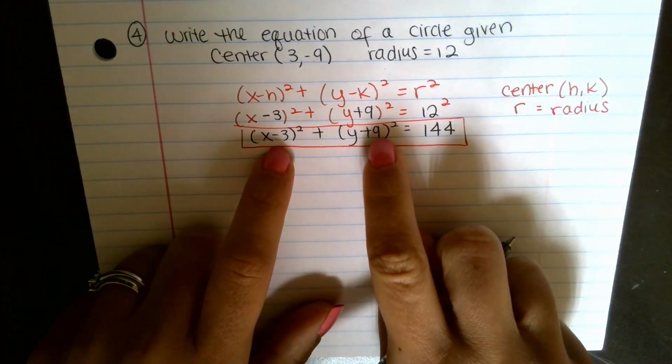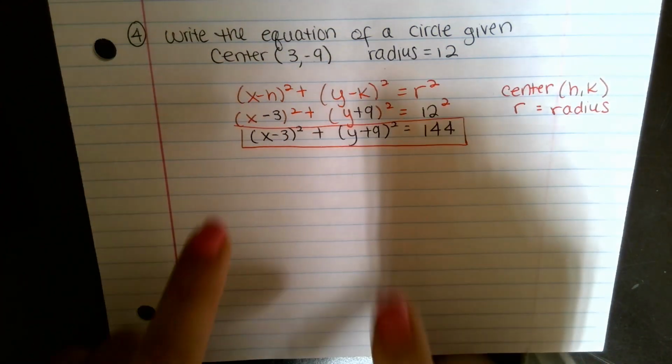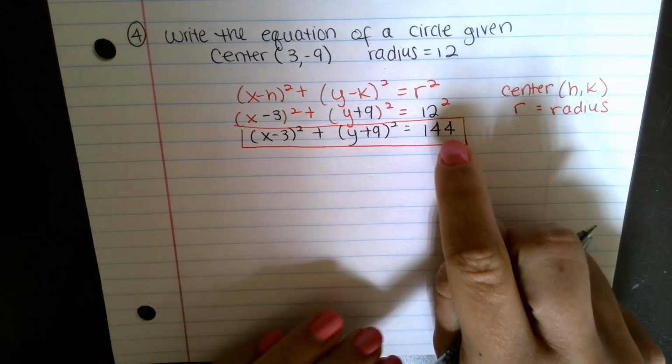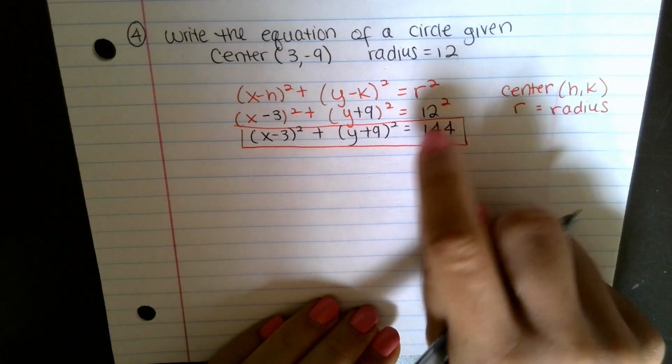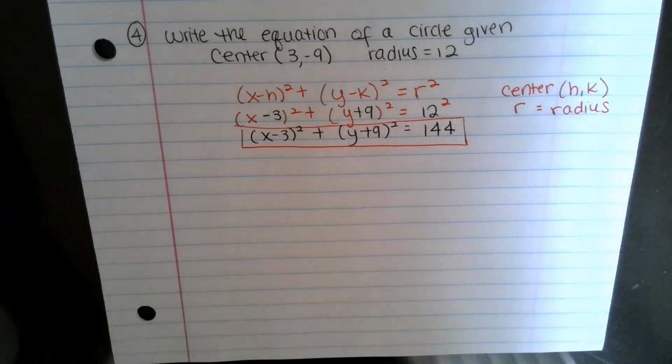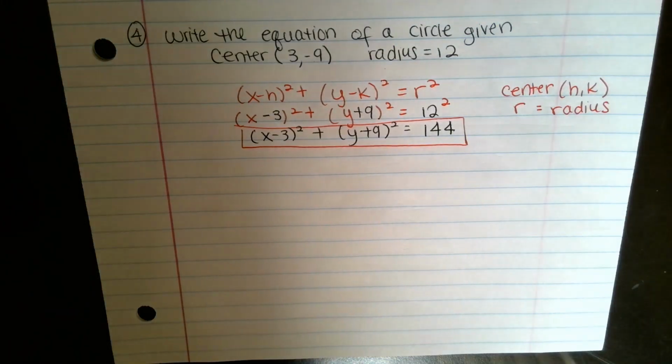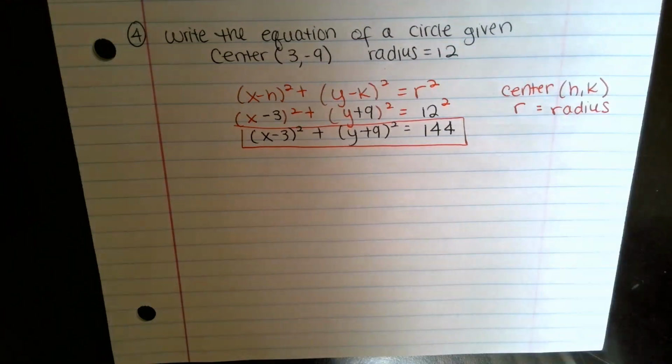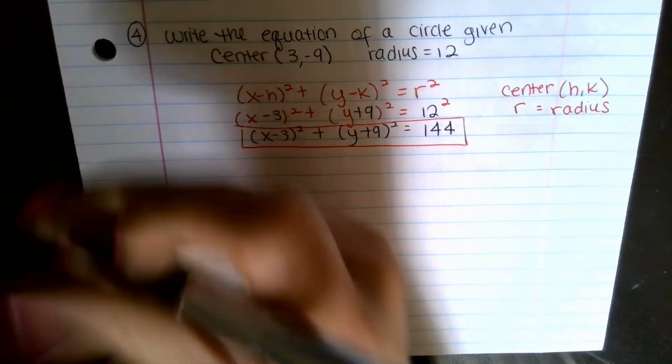So your center is the opposite signs. When I take them out, it's (3, -9). This is r squared. So if I just wanted r, I would take the square root and you would get 12. Okay, so that's for standard form. What happens if you're not given something to help you in standard form? You need to find it from general form to standard form. That's when you complete the square.